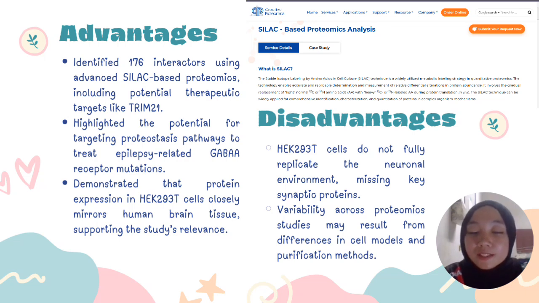While there are strong points, no study is without its limitations. For the disadvantages of the study, the main limitation is the use of HEK293 cells. Although these cells are great for control experiments, they lack the complexity of a native neuronal environment. This means the study couldn't capture key synaptic interactions, which are crucial for understanding GABA A receptor function. Another disadvantage is that variability across proteomic studies can arise from differences in purification methods or cell models. While this study provides strong insight, its findings might not be aligned perfectly with the previous research, especially those using neuronal models.